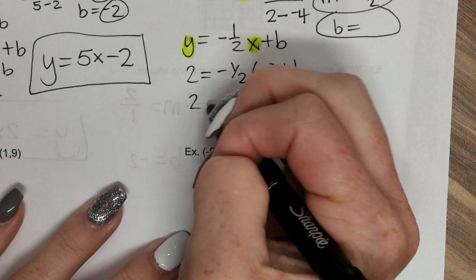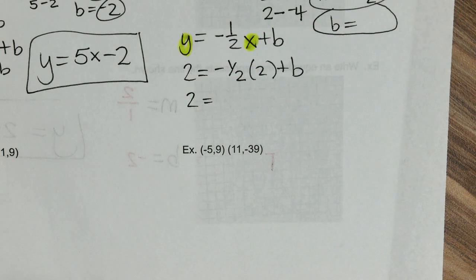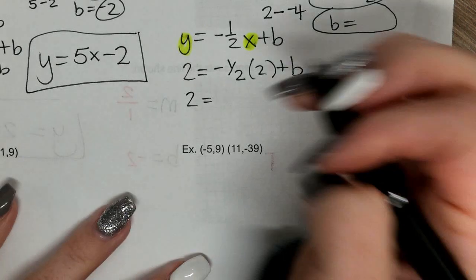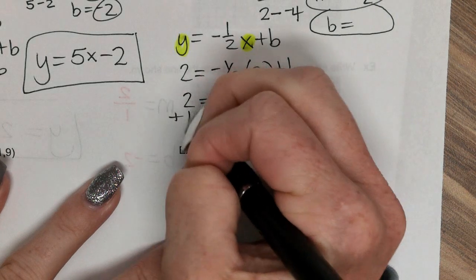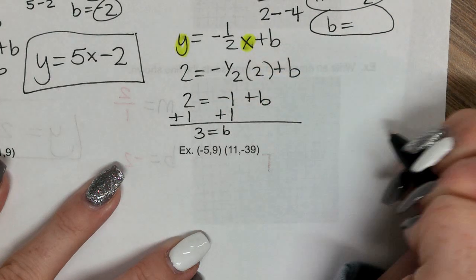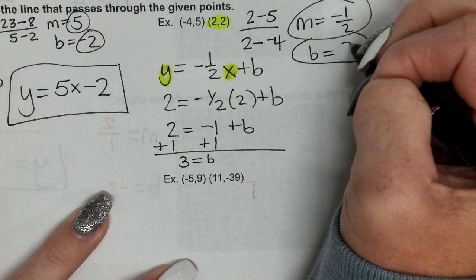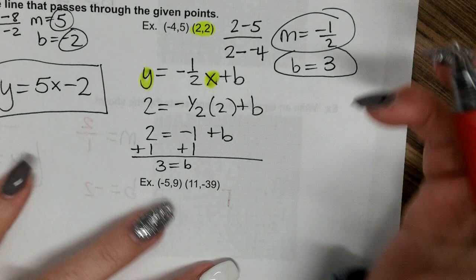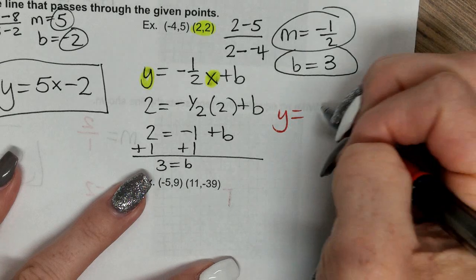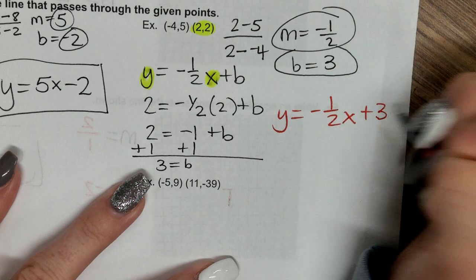Okay, so I'm going to plug in 2 equals negative 1/2 times 2 plus b. Okay, so I have 2 equals. What's half of 2? 1. So I have negative 1 plus b. Okay, so how am I going to get b by itself? Plus 1. So I have 3 equals b. So over here I've got my m and I've got my b. What is my final goal? To write a slope-intercept equation. So I need y equals mx plus b with the m and the b filled out. So my answer is y equals negative 1/2 x plus 3.